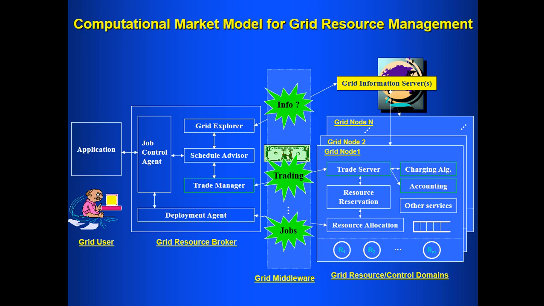As shown in the figure, the connection between GRB and grid nodes, as well as the connection between the GRB and GIS, is done through grid middleware. Grid middleware provides the connection between these two sides, between the GRB, grid resource, grid nodes, and grid servers.